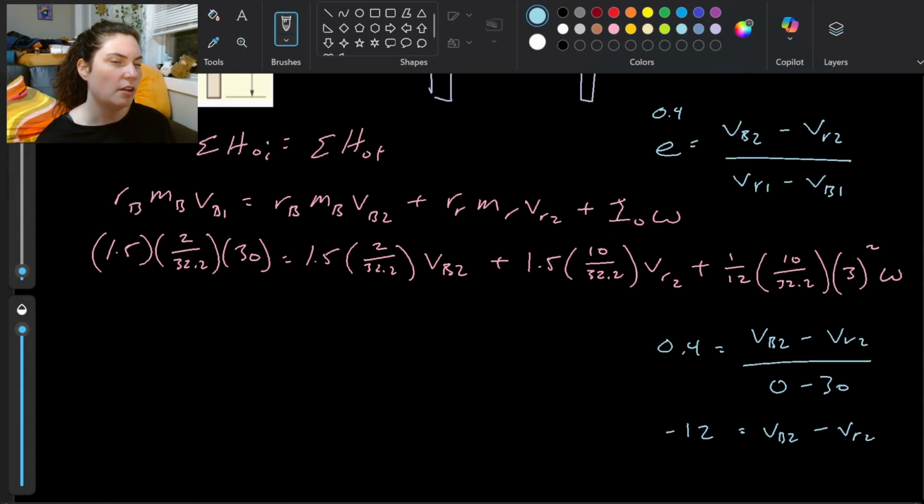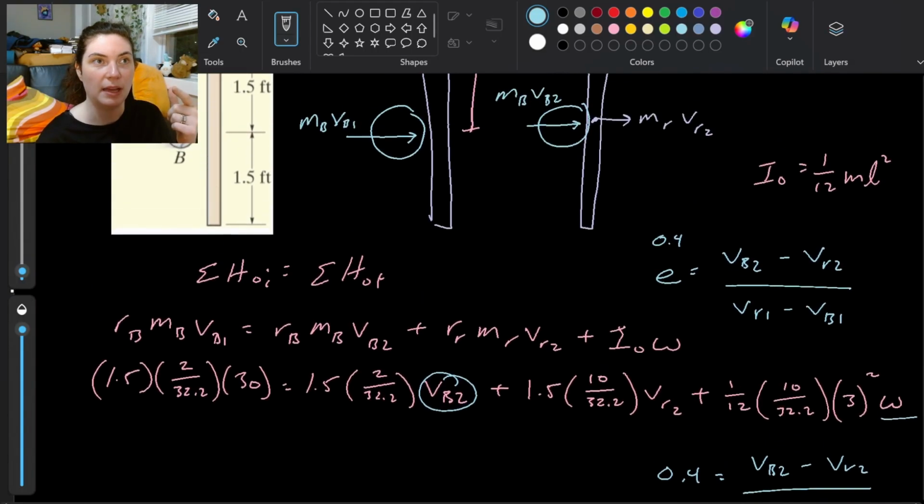And then I think I'm going to solve this one for my ball. I'm going to go ahead and substitute in for VB2 in this relationship. And I know you might be like, well, why does it matter? Does it matter if I sub in the VB or the VR? And the answer is it does matter. Because I can't get a relationship between omega and VB2. It's just not possible with our kinematics.